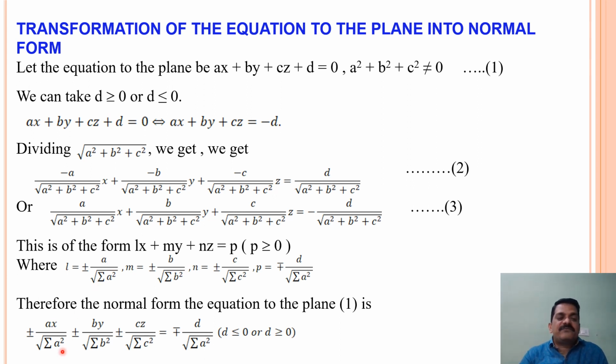So the normal form of the given equation is plus or minus ax by square root of a square plus b square plus c square, plus or minus by by square root of a square plus b square plus c square, plus or minus cz by square root of a square plus b square plus c square, is equal to minus or plus d by square root of a square plus b square plus c square. Here d is less than or equal to 0 or d is greater than or equal to 0. So this form is called the normal equation of the plane ax plus by plus cz plus d is equal to 0.